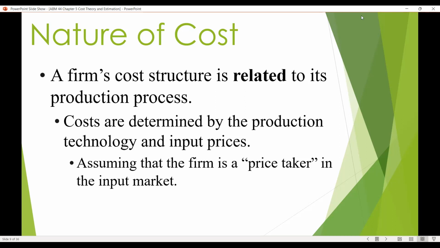So the firm's cost structure is related to the production process. These two are really related, because cost and production are really part of the same process itself, which is to offer your goods or services. So costs are determined by the production technology and input prices. Our costs and expenses are always determined by the technology you use and the prices of the inputs.